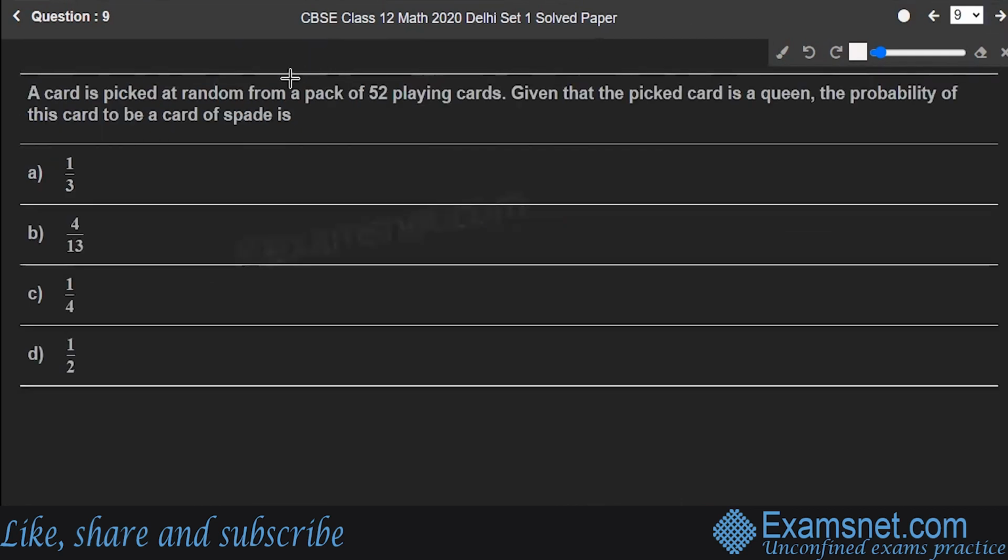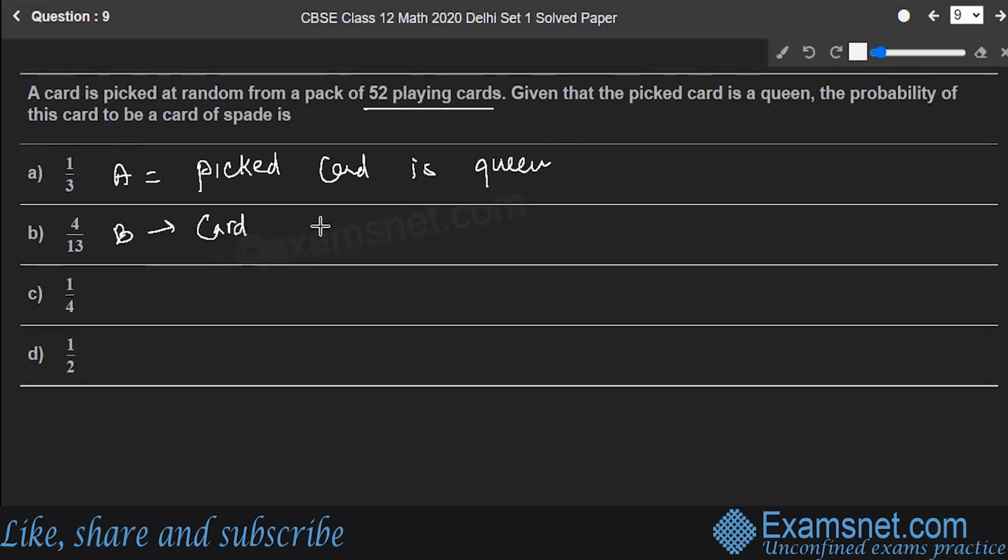A card is picked at random from a pack of 52 playing cards. Given that the picked card is a queen, the probability that this card be a card of spade is. So I'll say let A be the event that picked card is queen and event B represents card of spade is picked.